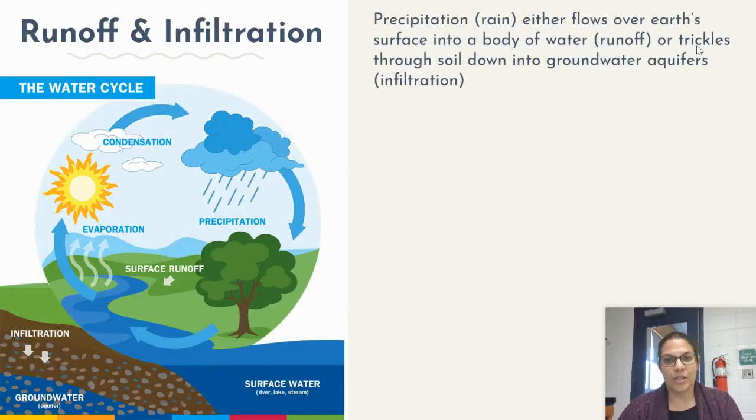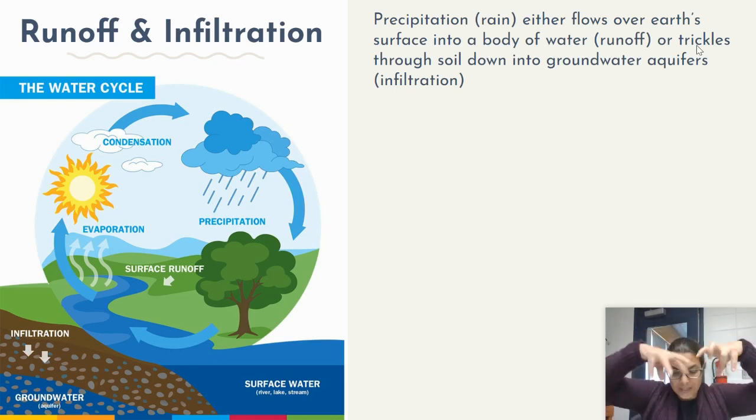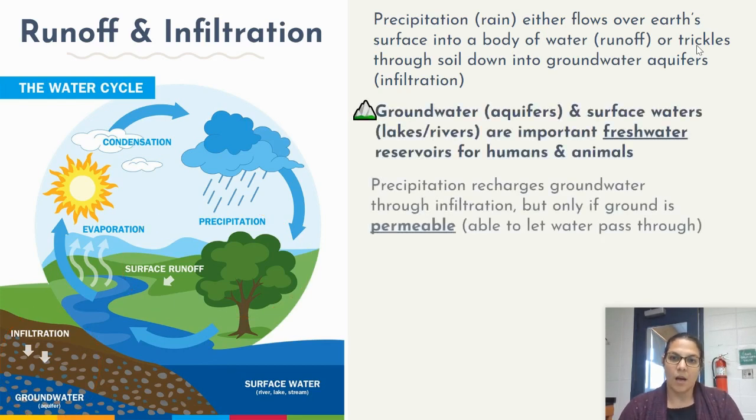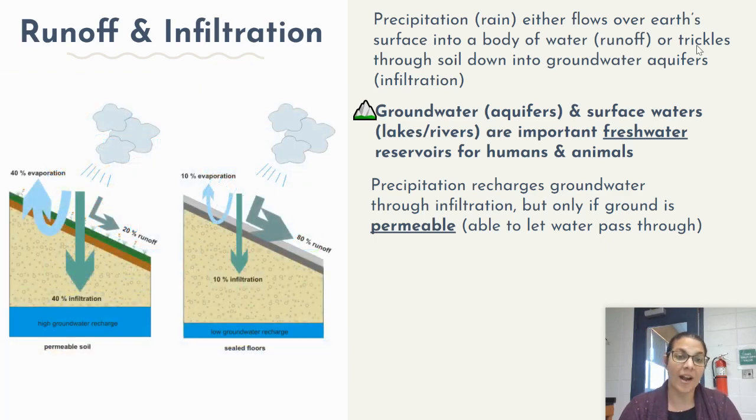Runoff and infiltration here. So when rain falls, it's either going to flow over the Earth's surface, runoff into some sort of lake, river, stream, something. If you've seen Finding Nemo, all drains lead to the ocean. It's true. Or what happens is it infiltrates into the soil and it soaks down into the soil and it replenishes groundwater aquifers. These aquifers, your surface water, lakes and rivers, are really important freshwater reservoirs for humans and for animals.